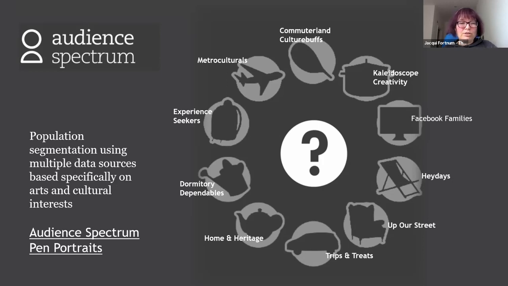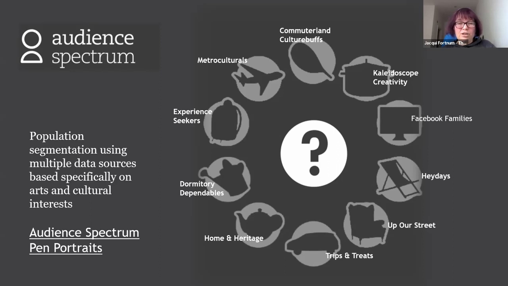And in building the audience spectrum profiling, we brought in some really large national data sets. So it's a population segmentation. It covers the whole of the UK. Some of those data sets were things like the Taking Part survey, which captures information about how people feel about arts and cultural activity and the value that they place on it, in addition to how frequently they take part in various different activities.